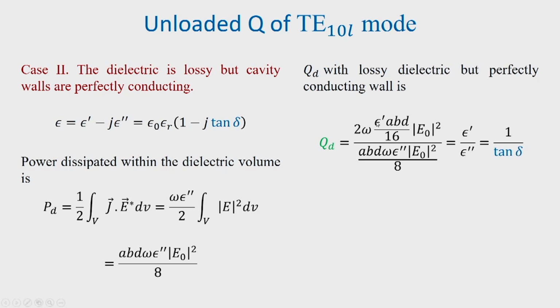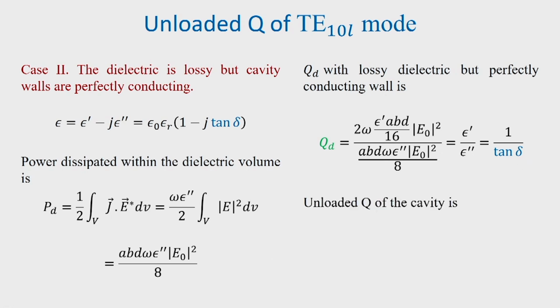So, 2 epsilon prime a b d by 16 mod of E naught square, this gives the total stored energy multiplied by omega, and we have found out Pd. So, we substitute the expression for Pd, and then we get a very simple relation for Qd, which is equal to epsilon prime by epsilon double prime, and this becomes equal to 1 by tan delta.